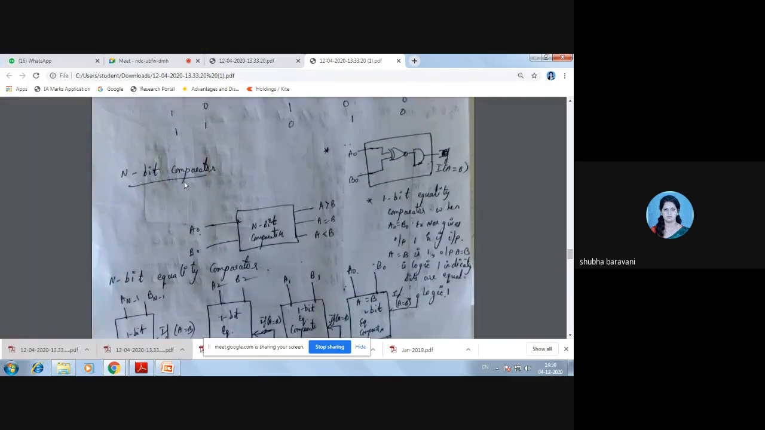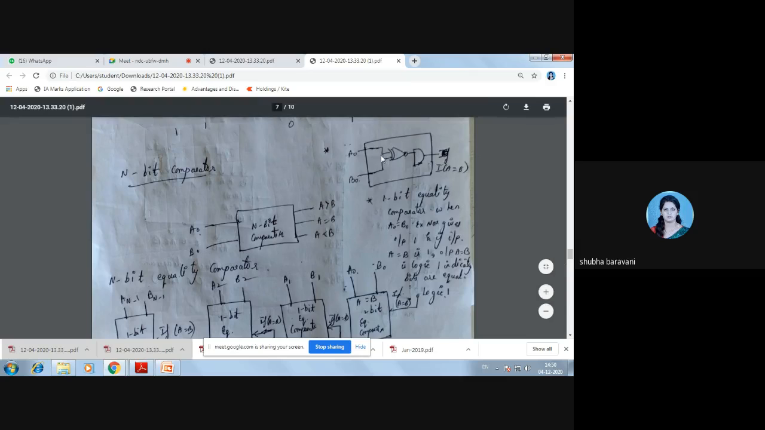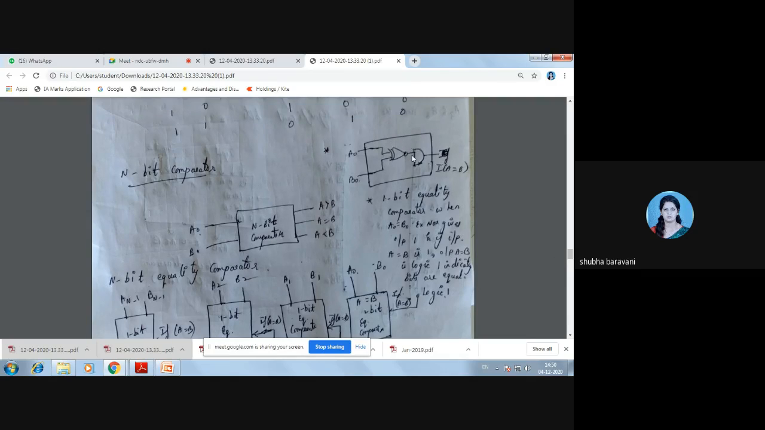Now here you see, I have drawn the n bit comparator. A naught, B naught will be your input, and again you will have three outputs: A greater than B, A less than B, and A equals to B. Now see here, one bit equality comparator when A naught is equal to B naught, XNOR gives output 1. So here I'll have 1.